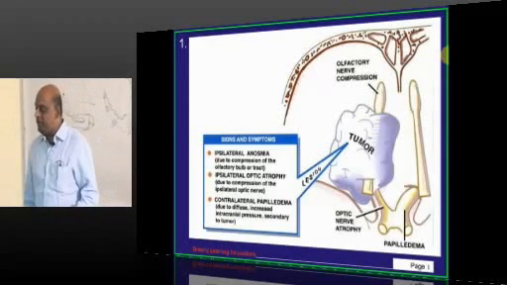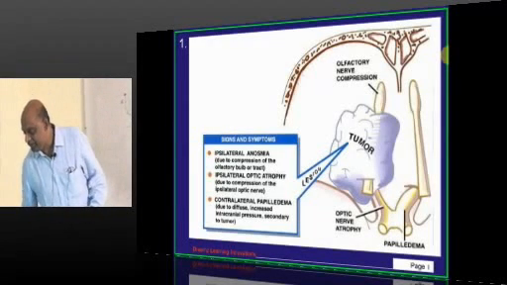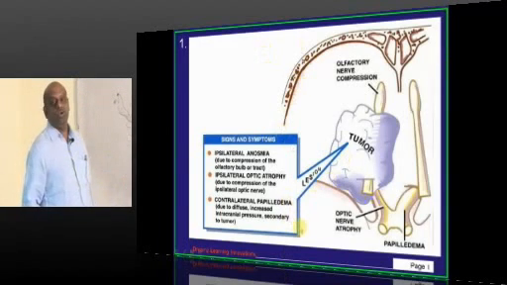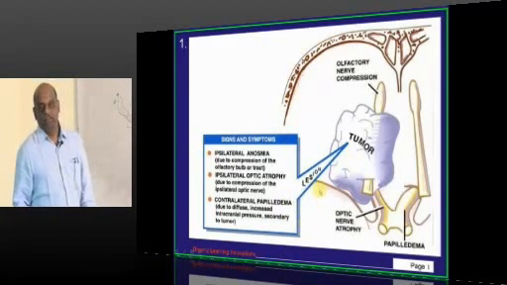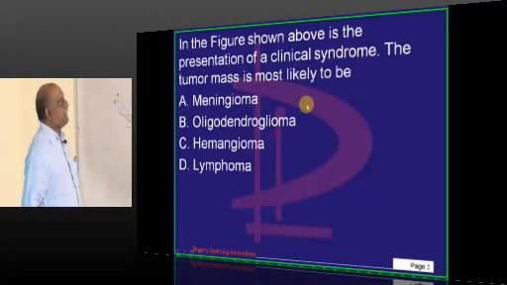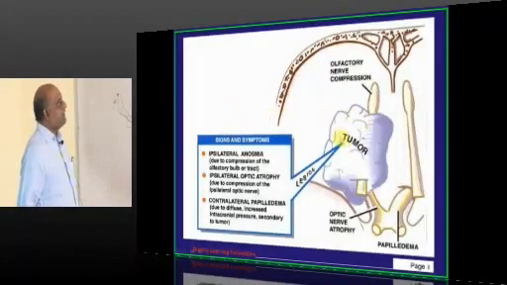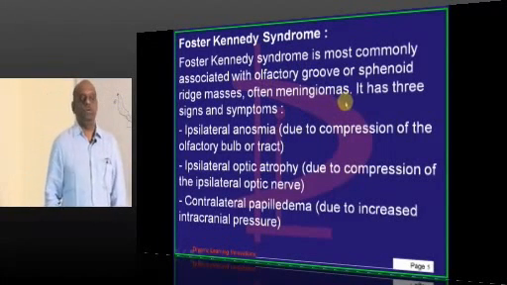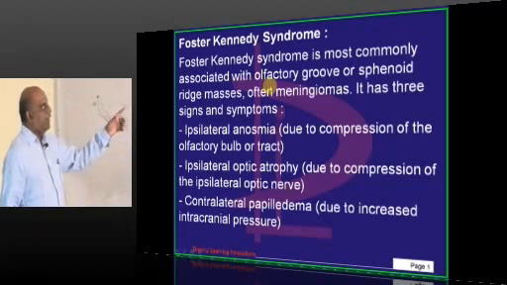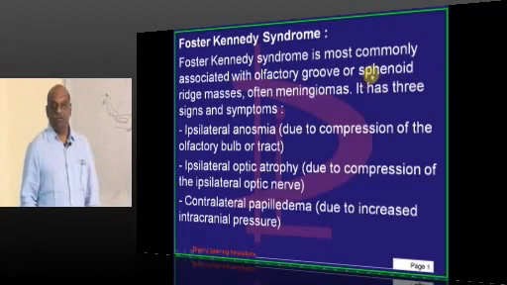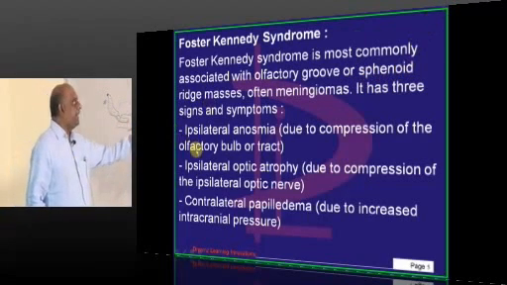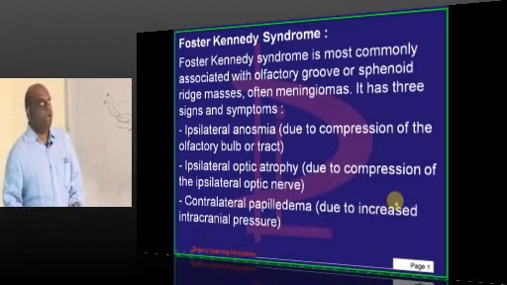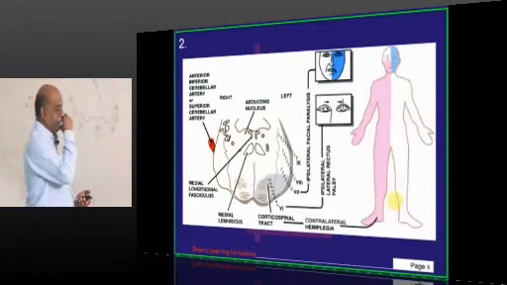So there is an ipsilateral anosmia and ipsilateral optic atrophy along with contralateral papilledema. Where do you get this combination basically? It is called Foster-Kennedy syndrome, which is because of a meningioma which happens in the olfactory groove or a sphenoid ridge, and there is ipsilateral anosmia, optic atrophy and contralateral papilledema is what you need to basically remember.